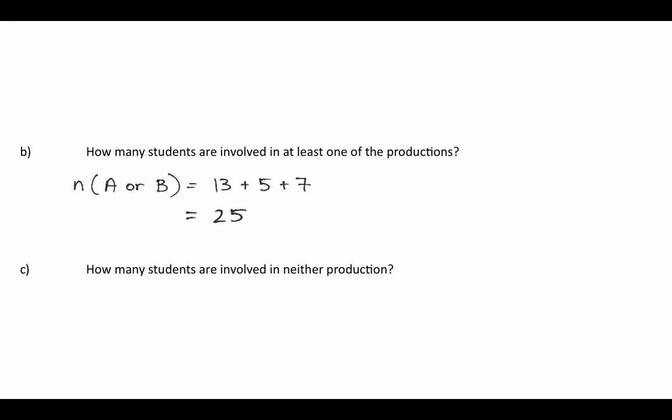Another question, how many students are involved in neither production? And this is what we alluded to, and we said, oh, well, if there's 29 students in drama, and there's 25 that are helping out in at least one of the productions, then 29 minus 25 is 4, and there's those 4 students, and they're not helping out in either of the productions. That's right. So our notation for this is the number of students not in A nor in B, and that's what we would say.